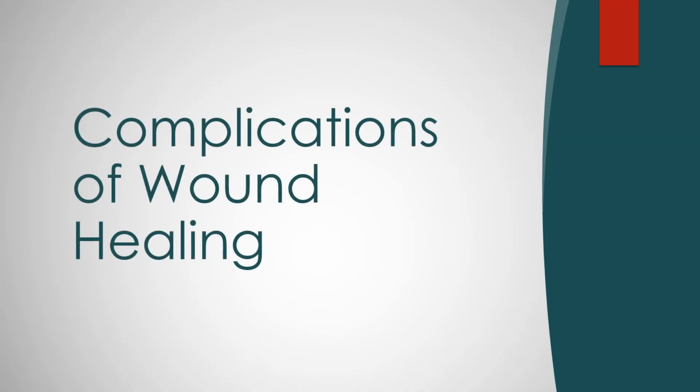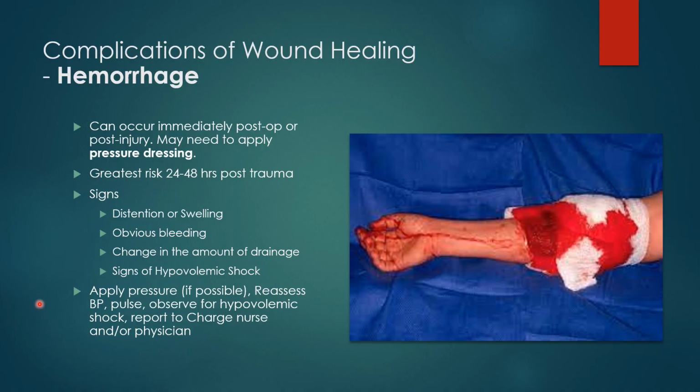Okay, so what are some complications of wound healing? There's multiple complications that we are trying to prevent, and we need to know how to treat. The first complication is hemorrhage. This can occur immediately post-operatively or post-injury, and it may need a pressure dressing. The patient is at greatest risk for a hemorrhage 24 to 48 hours post-trauma.